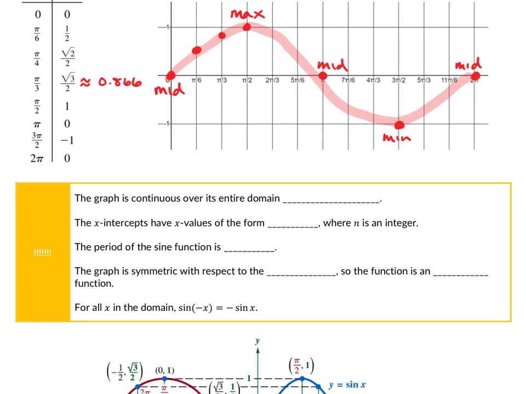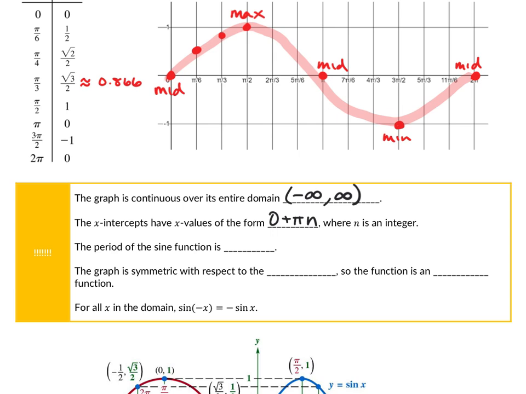The graph of sine is continuous over its entire domain, and the domain of sine is going to be from negative infinity to infinity. We can go to all of the points here. The x-intercepts have x values that will repeat every 0 plus pi times n, where n is an integer, meaning the first x-intercept I see is at 0, 0. And then I travel a distance of pi, I see another x-intercept. I travel a distance of pi, I see another x-intercept. So starting at 0 and every pi distance away is another x-intercept.